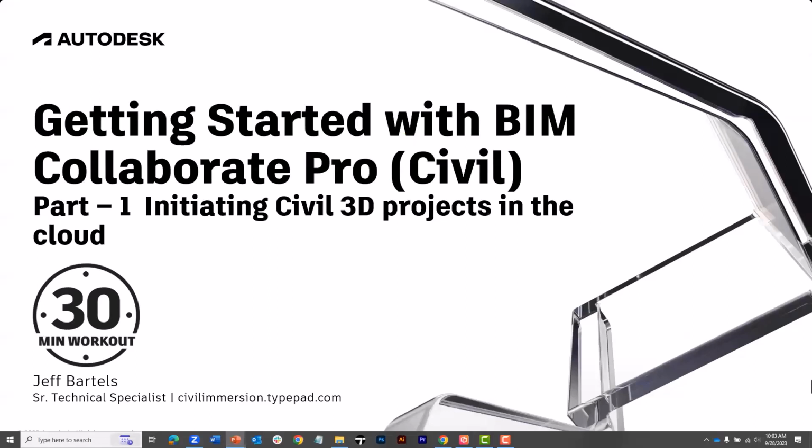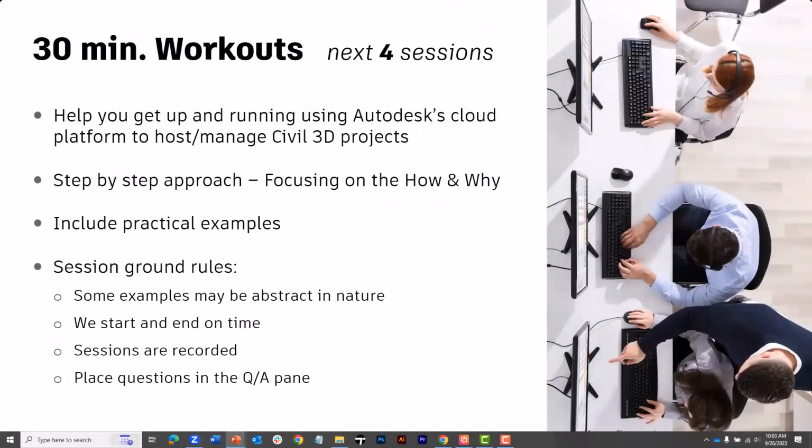This is part one of a four-part series. We're going to be looking at how we can get started using BIM Collaborate Pro to manage our civil projects in the cloud. During today's session, we're just going to be looking at how we can initiate that Civil 3D project. During the course of these four sessions, our goal is to provide enough demonstration and enough training to help you get started using the platform.